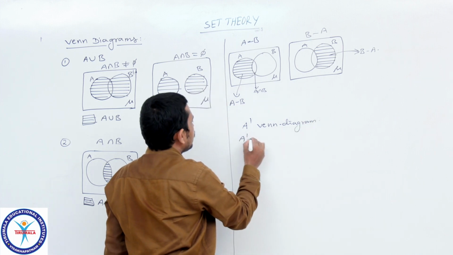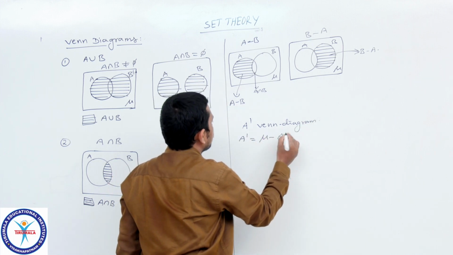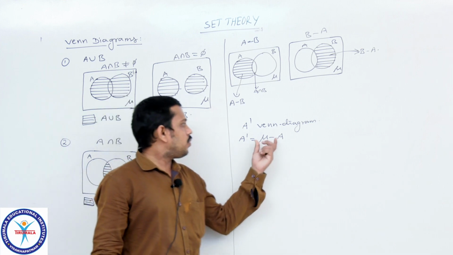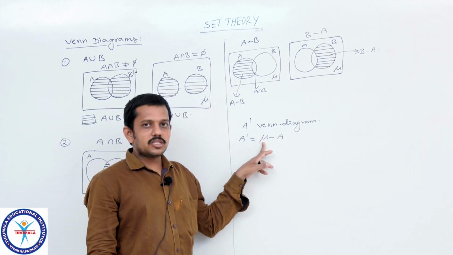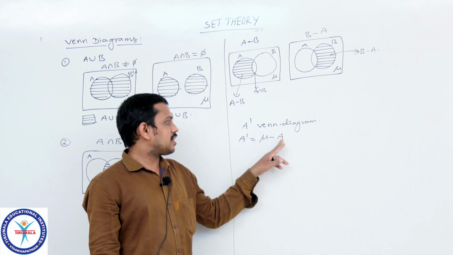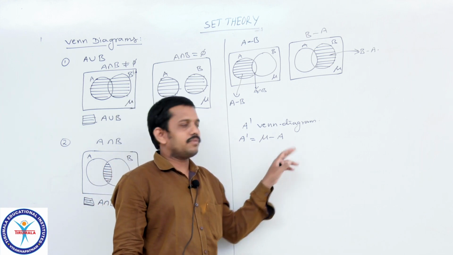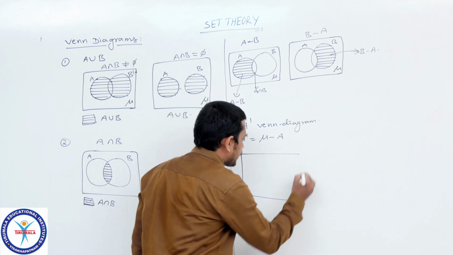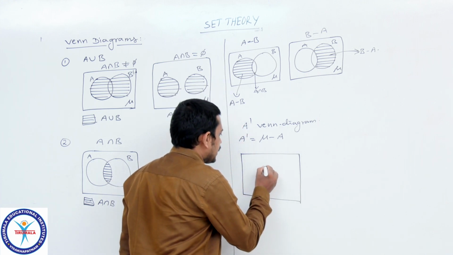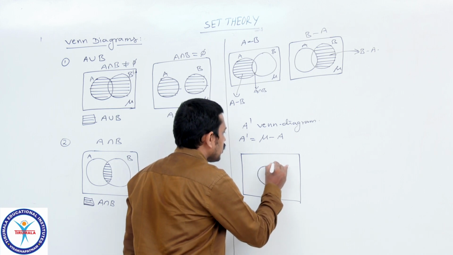What is A complement? It is nothing but the universal set minus A, μ minus A. What is μ minus A? The elements only in the universal set which do not belong to set A. Here, consider the universal set by taking a rectangle, and consider the set A.